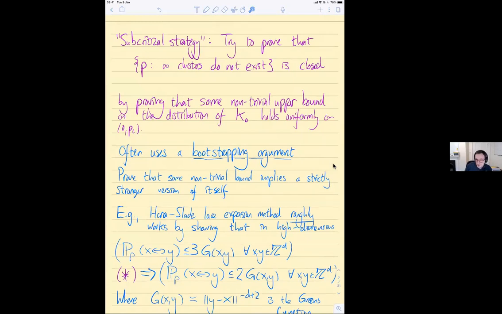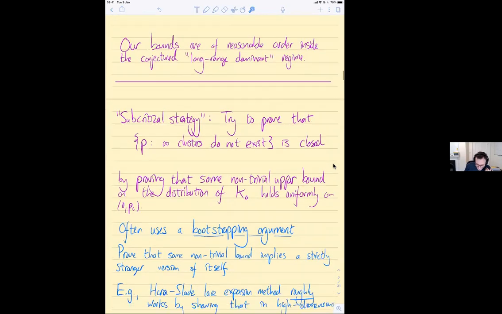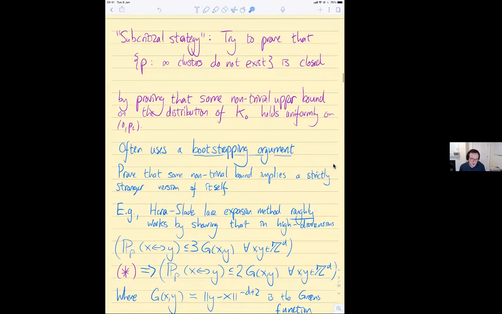But before telling you more about the proof of this theorem specifically, let's just talk quickly about how we might study critical percolation in general.